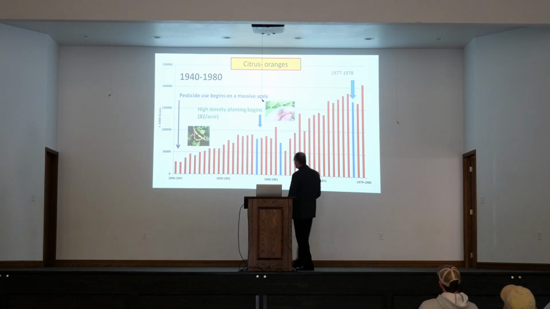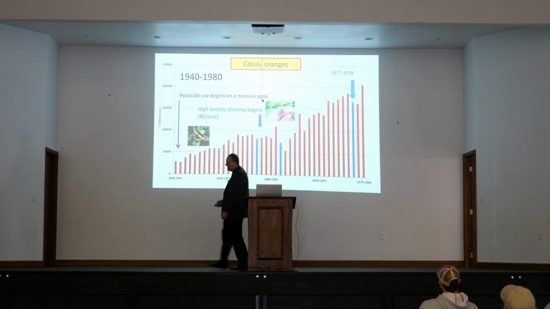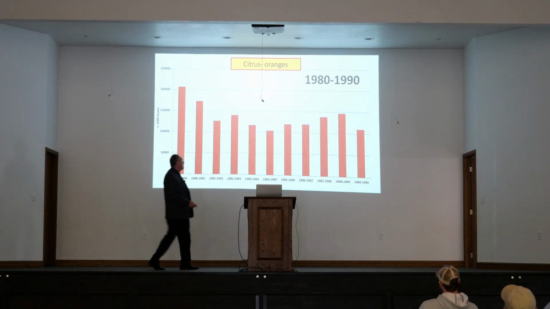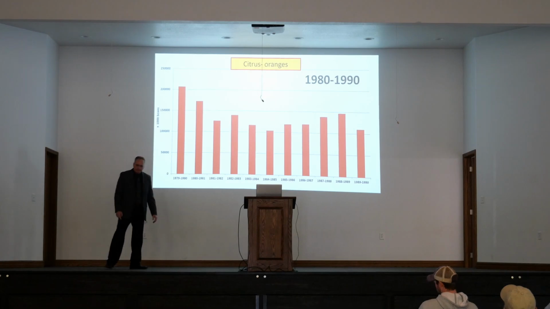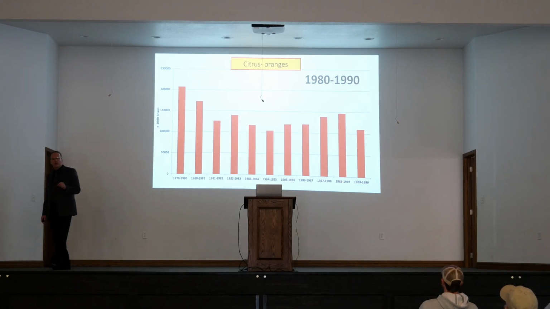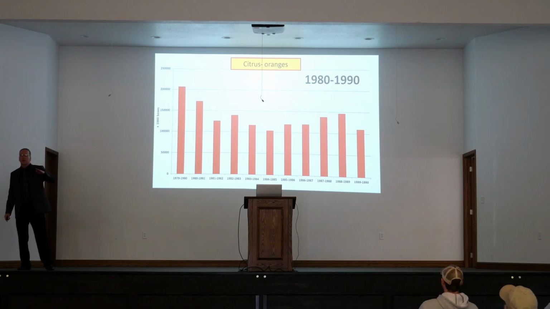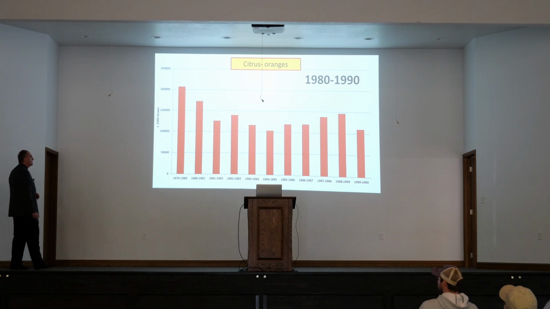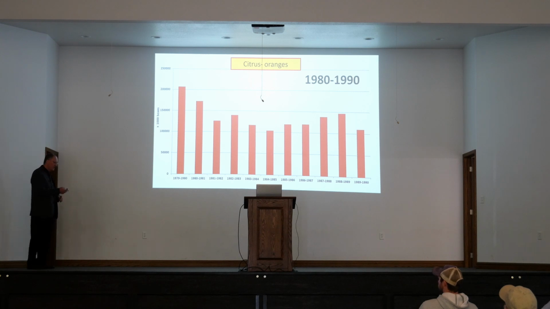So that was 1977 and 1978 season. Then we went into the 1980s. This was the first decade where we had a drop. Every single decade up until this point, we had an increase in the number of orange boxes. Now, we have a decrease for the first time. Why did we have a decrease during the 1980s?